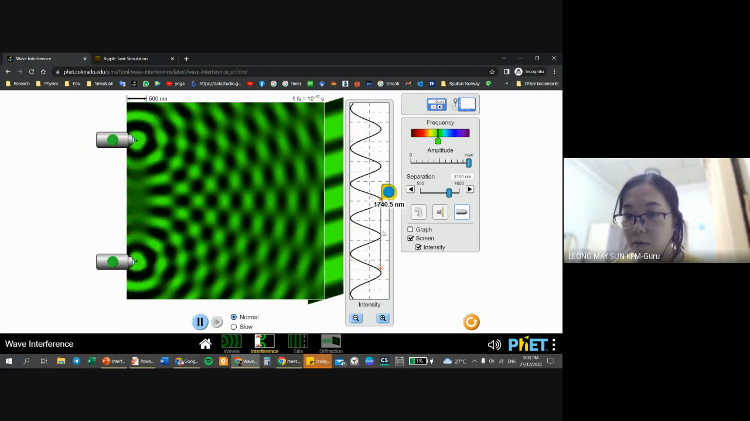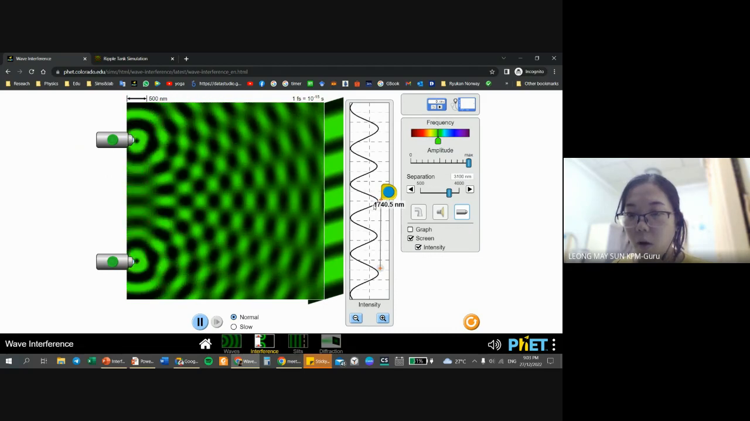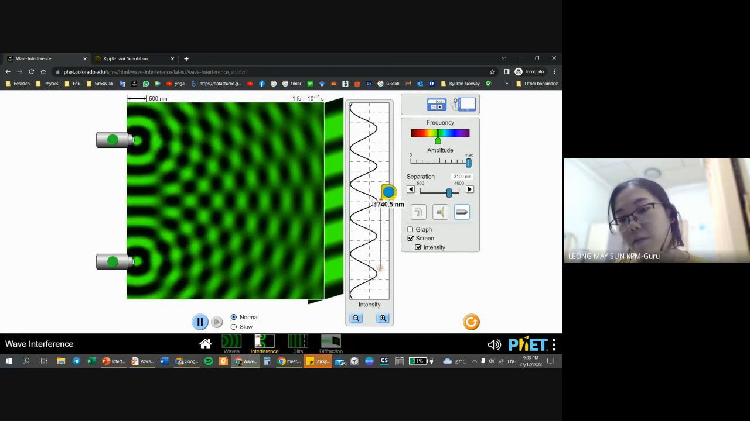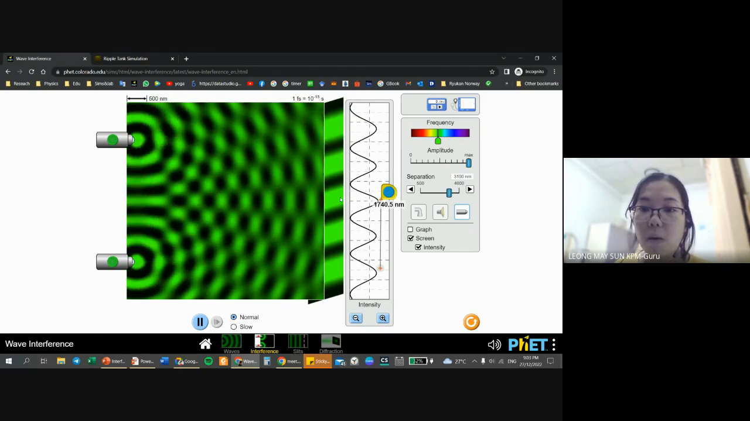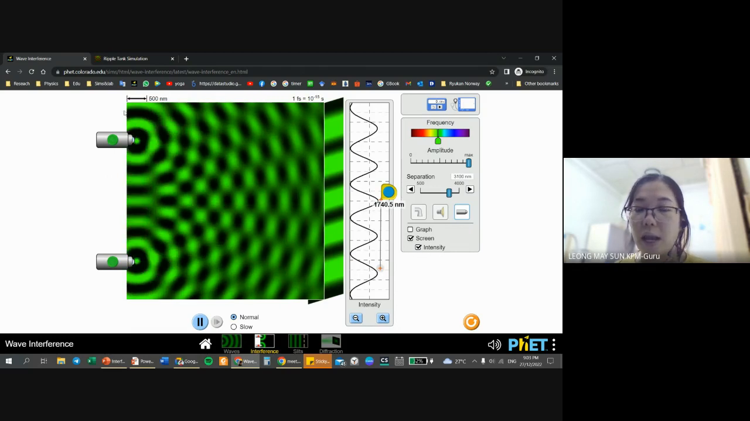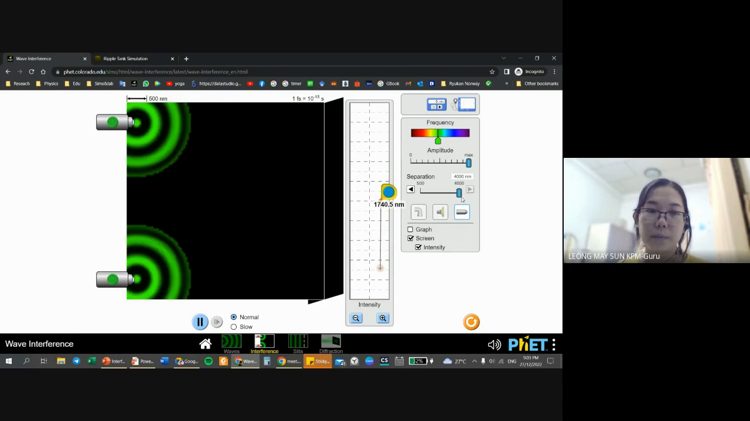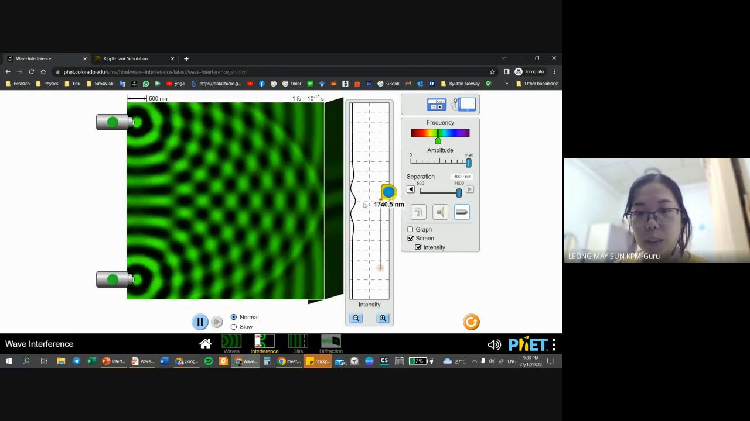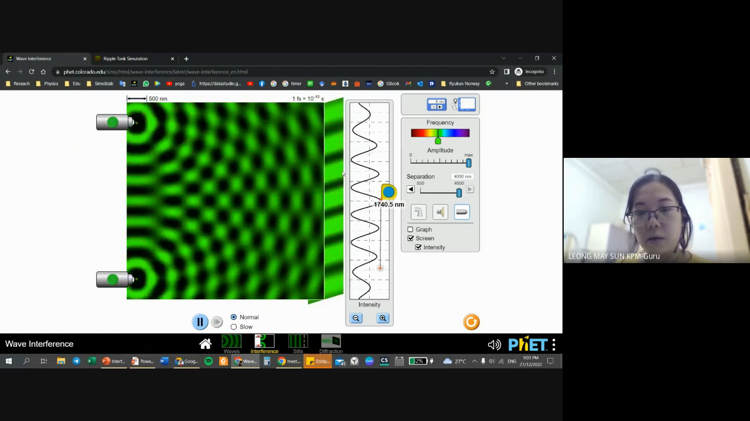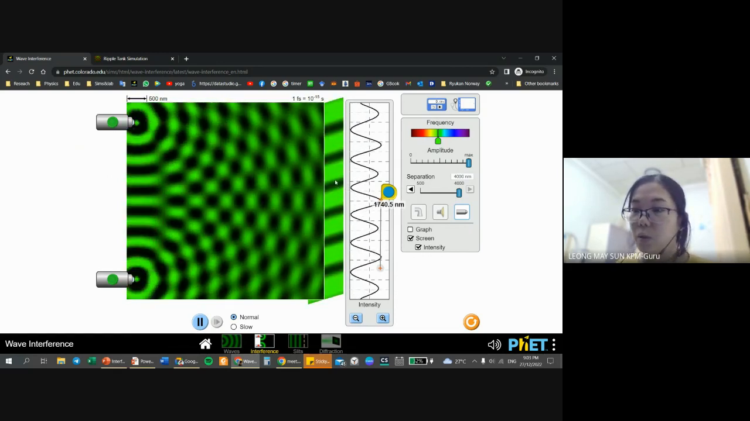As you can see right now, over here, this is the original length. The constructive pattern that we can see on the screen has decreased in spacing, so we see more interference patterns on the screen when the distance between the two sources increases. I'm going to increase this even further. When I increase this even further, you notice that the constructive parts are getting closer to each other. The destructive parts are also getting closer to each other.